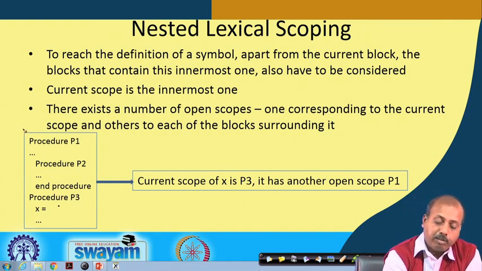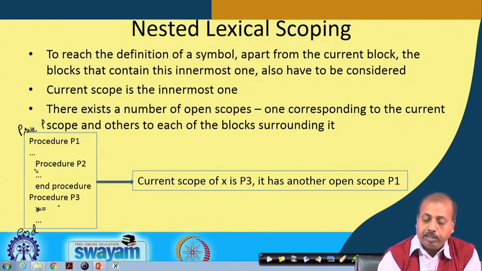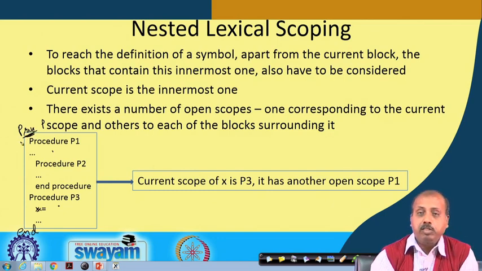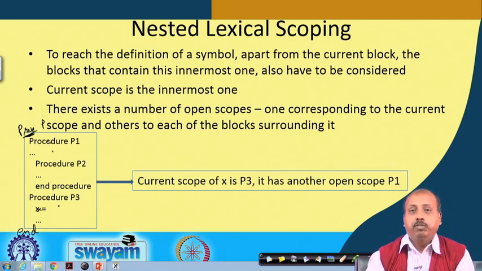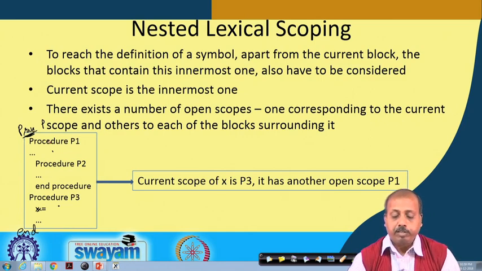So, if there is another block surrounding it, so if this procedure P1 was inside another procedure say P, and the procedure P ends here, then when we are talking about this x, it has got an open scope x, open scope P3, P1, as well as another open scope P. So, it will have 3 scopes in that case: P3, P1 and P. So, that way hierarchically it has to go from one nesting level to the previous nesting level, till it comes to the outermost level. So, all these nesting levels are available for probable scope. Okay.